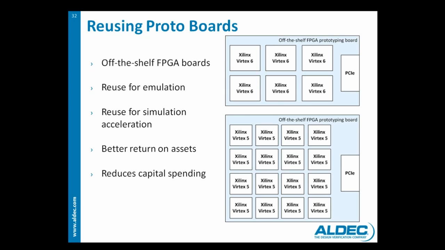So apart from this, we have support for third-party prototyping boards, which can be reused for emulation, simulation, acceleration, and prototyping. So you can see that you can have multiple Virtex 6 FPGAs, and you can also have 16 Virtex 5 FPGAs, which have a PCI Express bus. So with this, you can have a better return on assets, and you can reduce the time to market. And also you can reduce the verification bottleneck.